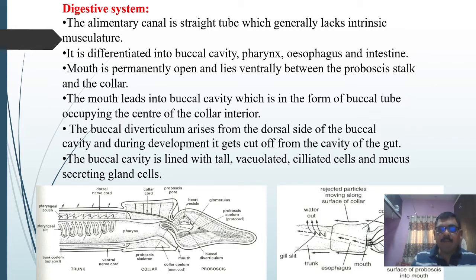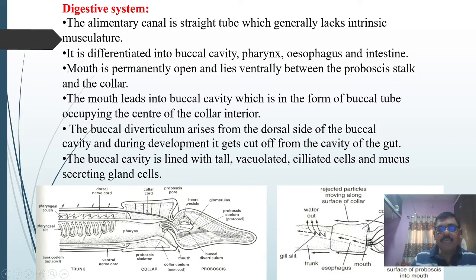The mouth is permanently open. This is a mouth which remains permanently open, and it is present on the ventral side, in between the proboscis stalk and the collar. Means in between the collar and the proboscis stalk, at the ventral side, there is a permanent opening and that we call a mouth.